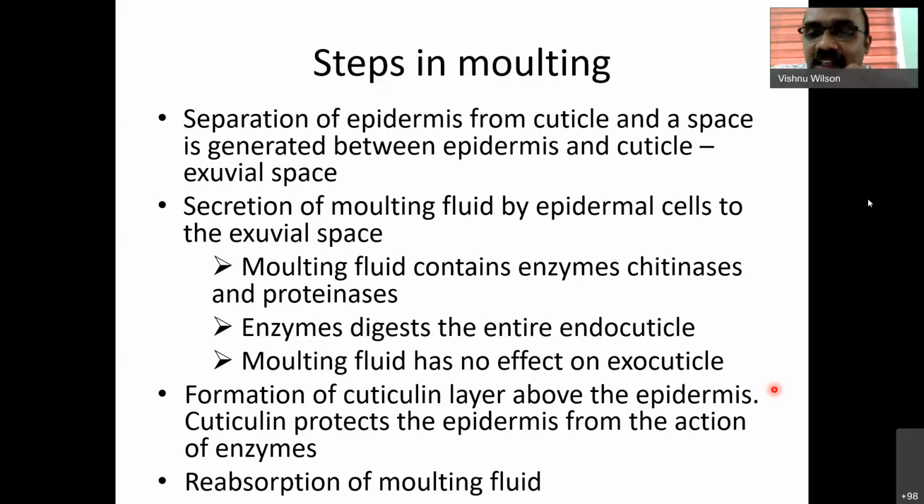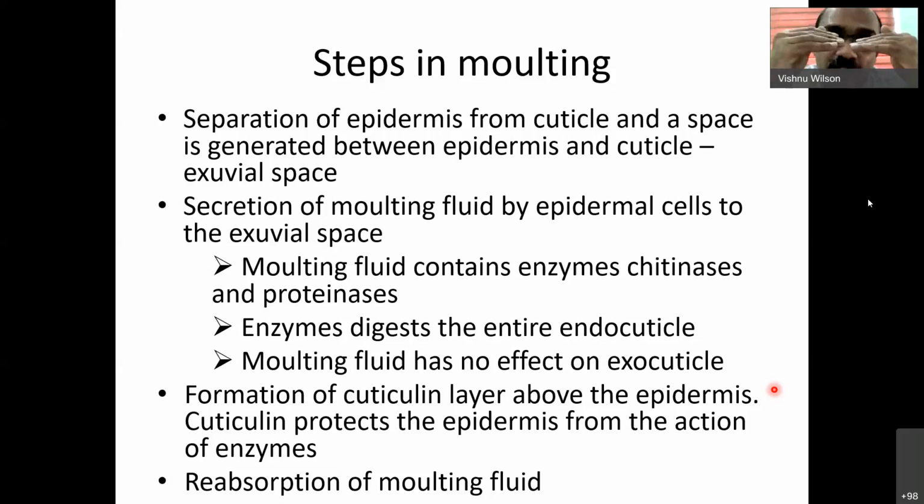As the name indicates, chitinases are those enzymes which have the ability to degrade chitin. Proteinases are the enzymes which have the ability to degrade proteins. So these chitinases and proteinases, you might be remembering from the last class, the cuticle consists mainly of chitin, about 20 to 50% of dry weight is chitin, and it links with the proteins, sclerotin, resilin, etc. So the major components are chitin and protein, and the molting fluid contains these enzymes, chitinases and proteinases.